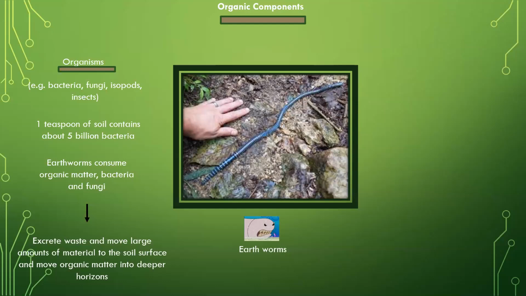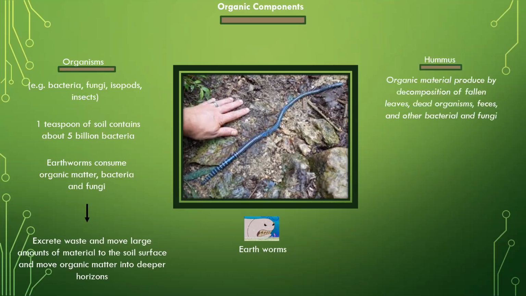And so they move organic matter into deeper areas of the horizons, right? If a worm is at the top, it eats something, it starts digging down, it starts excreting waste and moving materials as well as any dirt that it's dragging with it. And so the humus is this organic material produced by decomposing leaves, dead organisms, feces, and other bacteria and fungi. And this is what's allowing the soil to hold nutrients as well as creating a cycle.